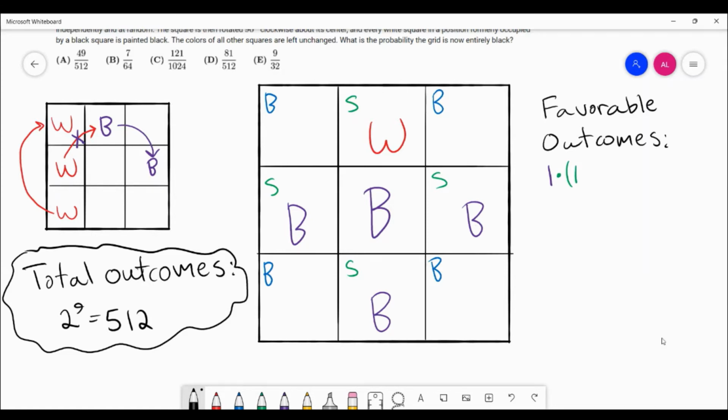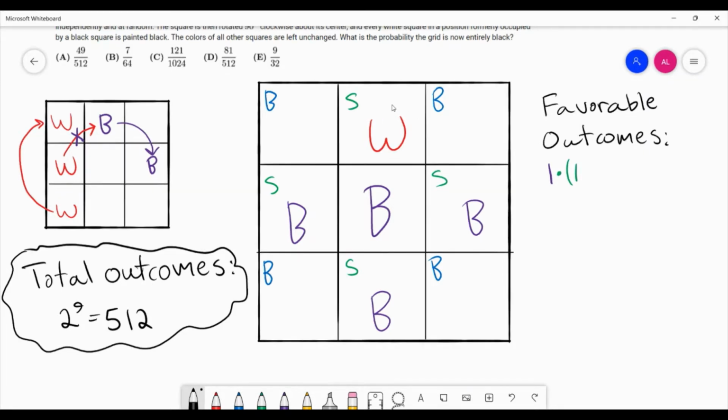But what if one of them is white? Well, that also works. No matter where the white square is on this group of side squares, when it rotates to fill this black position, since this square was black before the rotation, it remains black after the rotation. So this white square can actually be anywhere in any of the side squares, and there are 4 side squares, so that's 4 other outcomes.